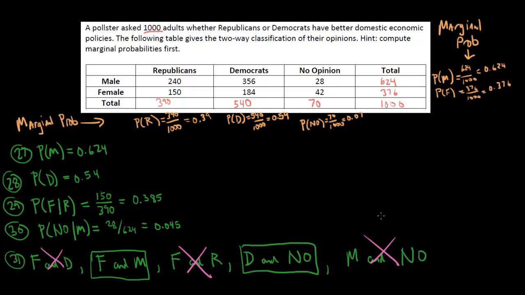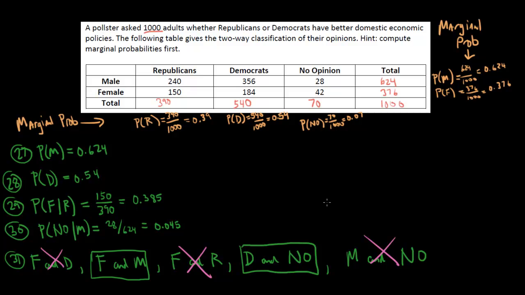Let's see. The other ones were Democrat and Republican. And I think those would be mutually exclusive because, at least according to this classification here, you're either Republican or Democrat. You're not anything in between. You're not both at the same time. You're either in one category or the other. Therefore, those are mutually exclusive events.